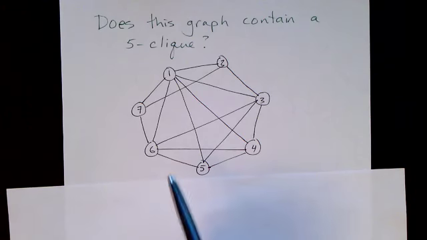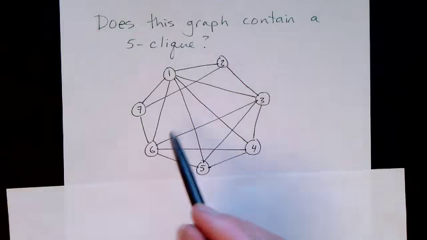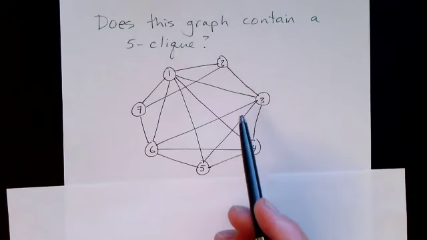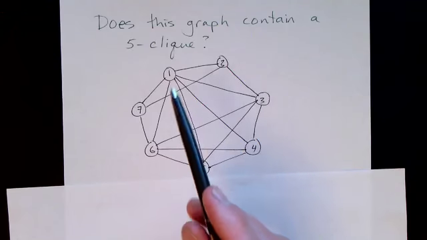And now here's a problem. Here's a graph of undirected edges. Does it contain a 5-clique?